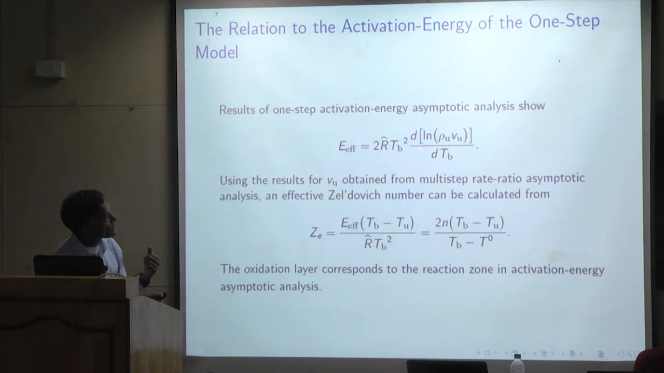So you can see that the effective activation energy from one-step chemical reaction is actually this. Now from rate ratio asymptotic analysis, I told you that this quantity, TB minus T0, is the effective epsilon that comes out. So this is the Zeldovich number constructed from rate ratio asymptotic analysis, obtained for elementary reactions, and this is the overall activation energy derived from one-step asymptotic analysis.